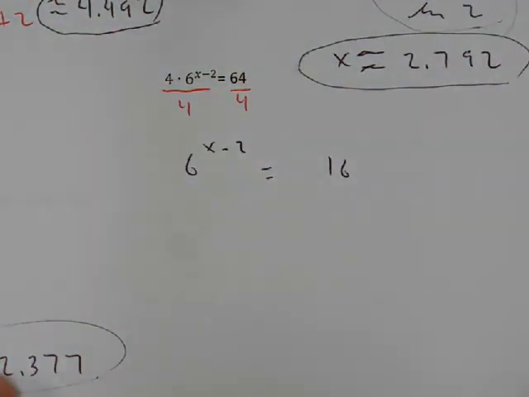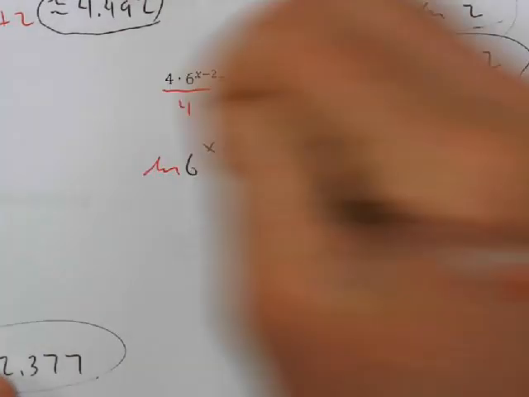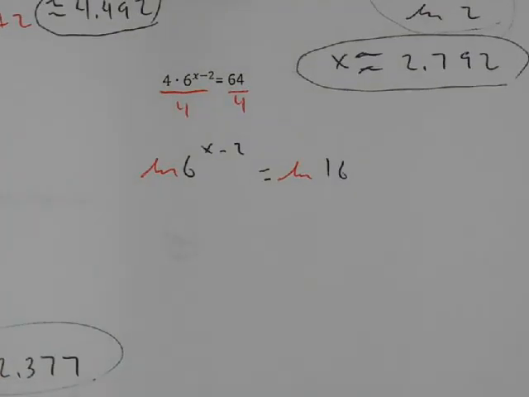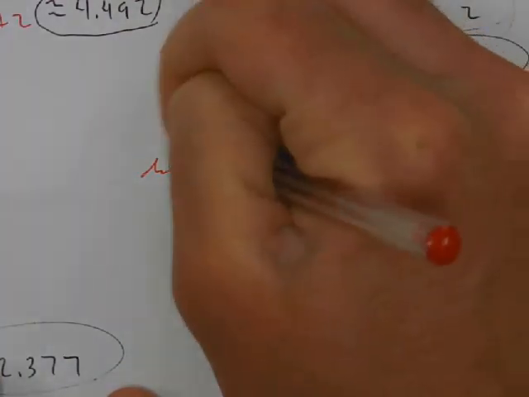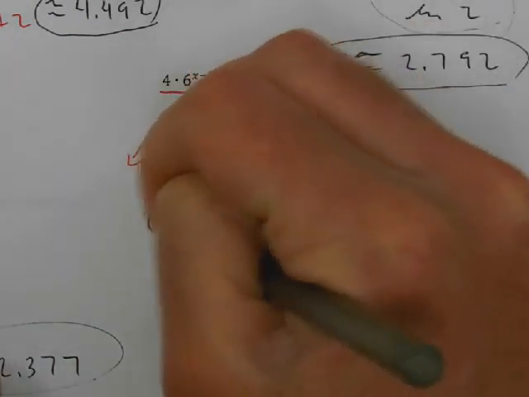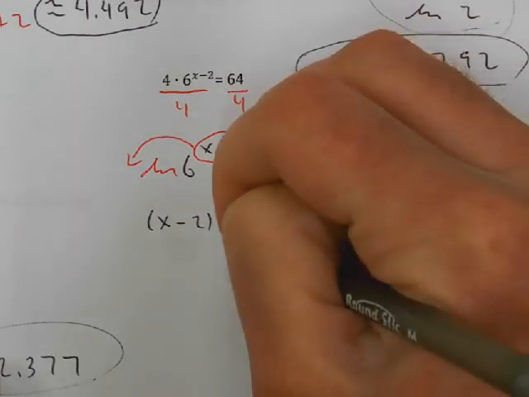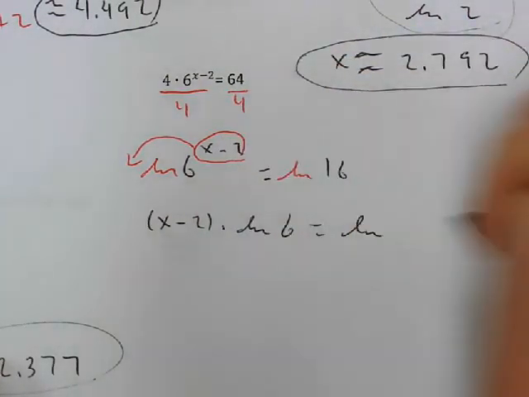Okay, and then again, since our variable is in the exponent, we need to take the log of both sides. Choose natural log because it's left right. I don't care if I use log or natural log. I just push a button on my calculator. It does the work for me anyways. Then we have the log of 6 to the x minus 2, and take that exponent, x minus 2, and stick it in front. So we get x minus 2 times natural log of 6 equals the natural log of 16.